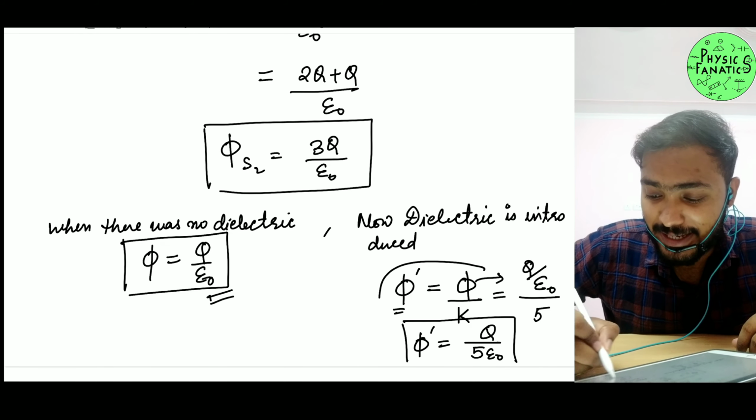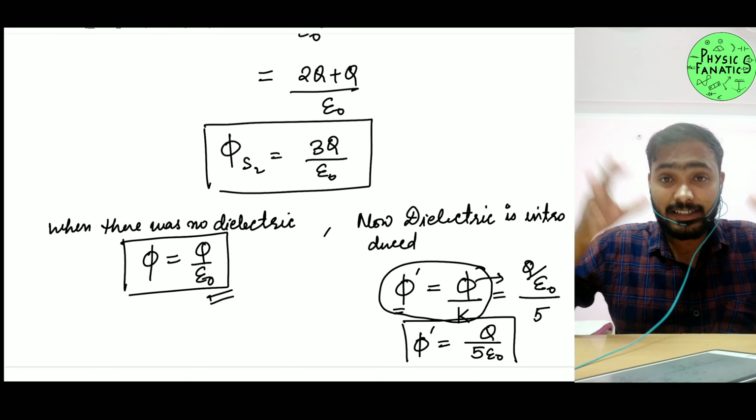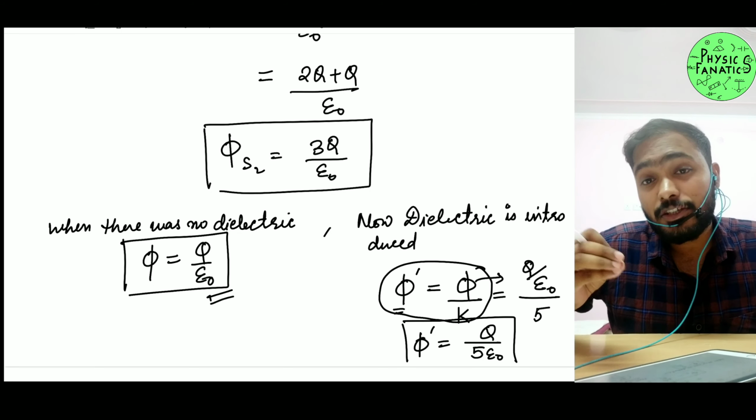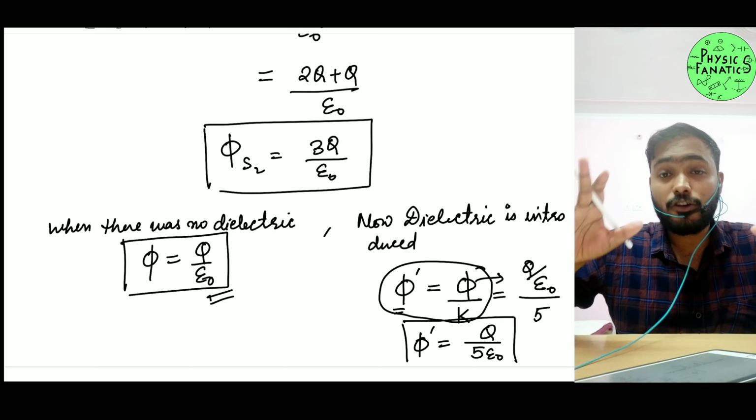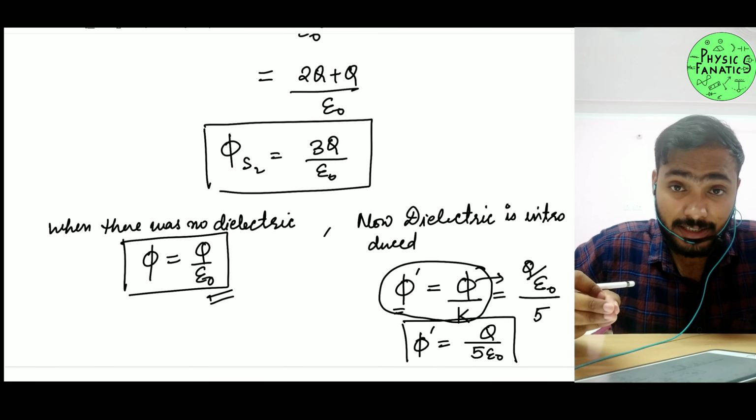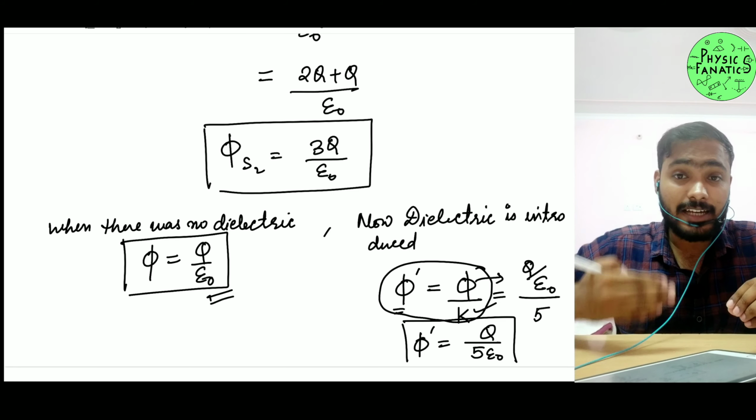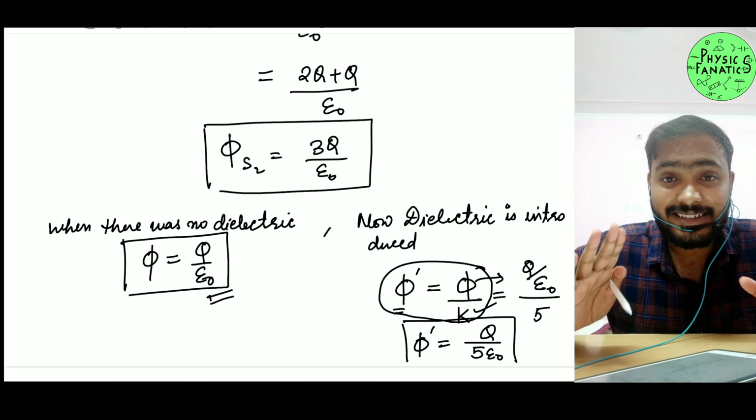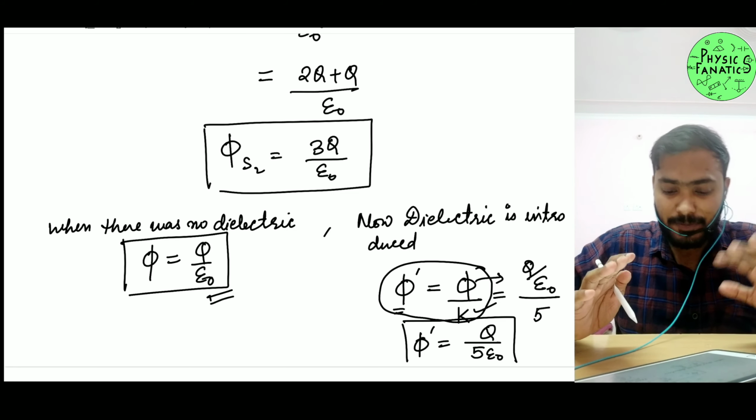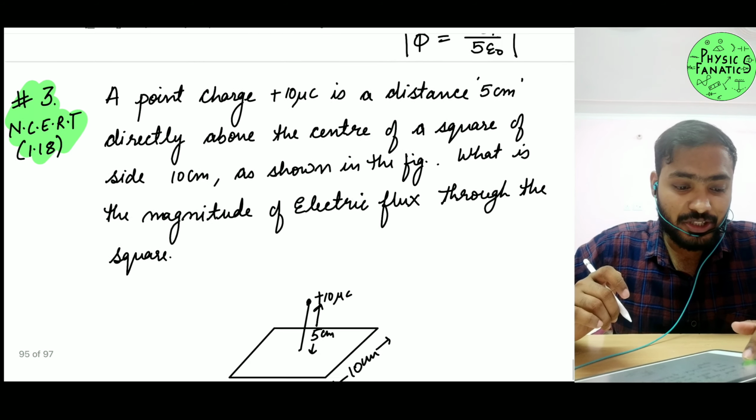Just learn this particular factor, that if a dielectric is introduced, then your actual flux that is passing out will be reduced by the factor of the dielectric constant. It will be divided by the dielectric constant, right? I hope that is understandable. Great. Let's move on to the next question.